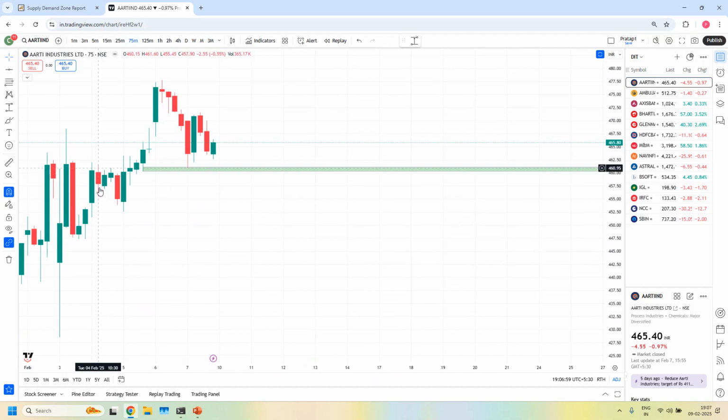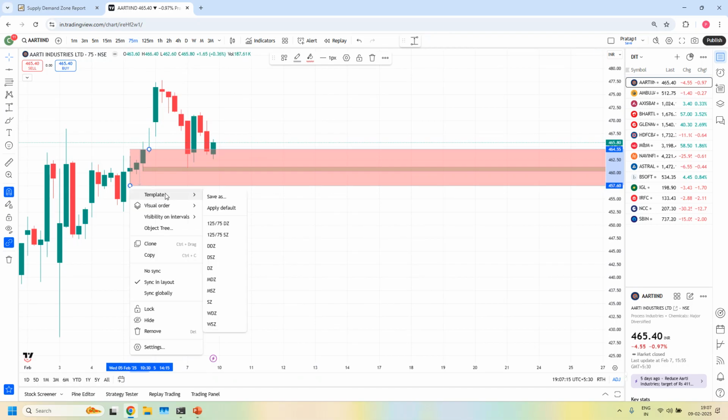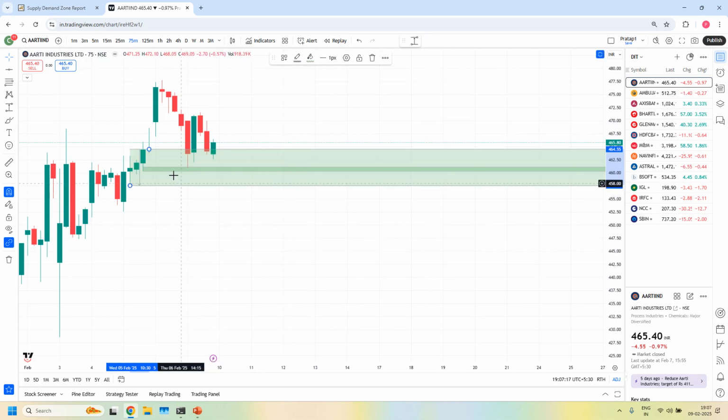See here, we have a 75 minute zone available. We have a rally, then 1, 2, 3, 4 base candles and a rally candle. Let me add a 75 minute zone here. So this is the 75 minute demand zone.